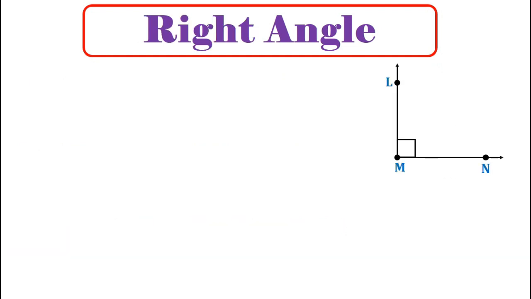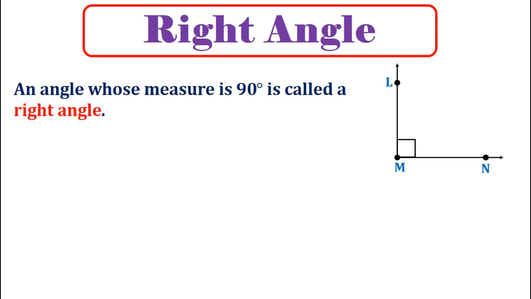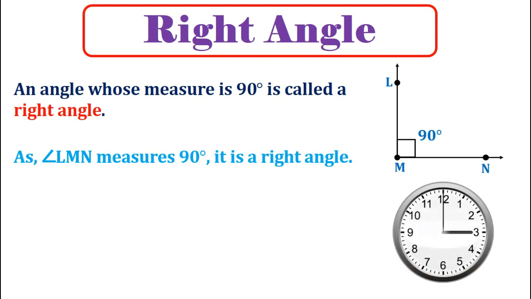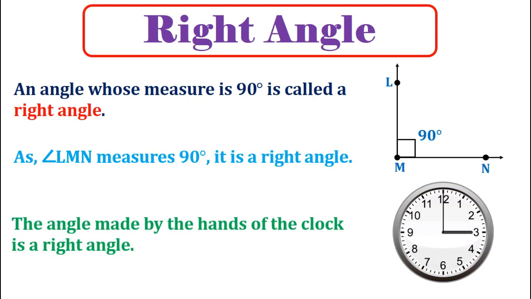So, what is a right angle? An angle whose measure is exactly 90° is called a right angle. Here the figure drawn shows angle LMN and it measures 90°. Since it measures 90°, angle LMN is a right angle. The two hands of this clock are at 90°, so they represent a right angle.